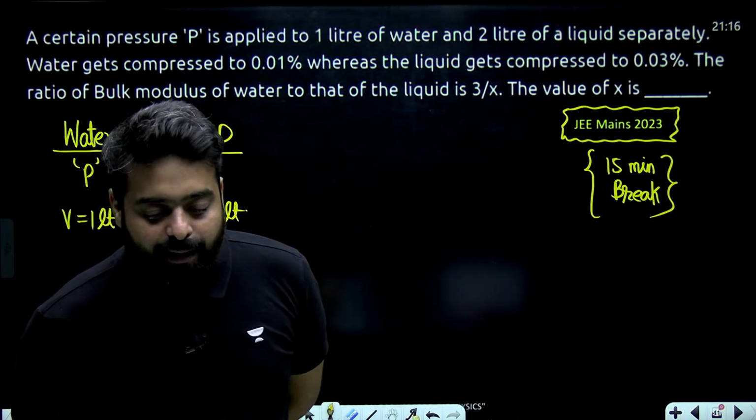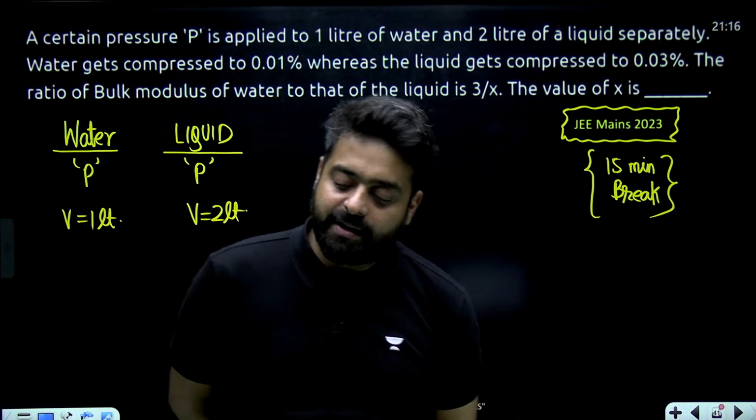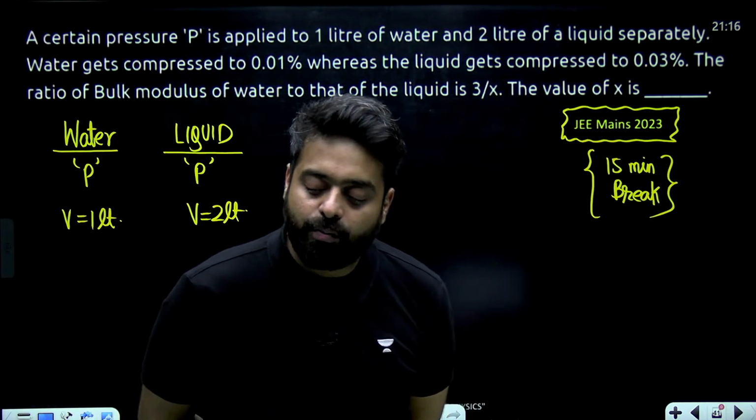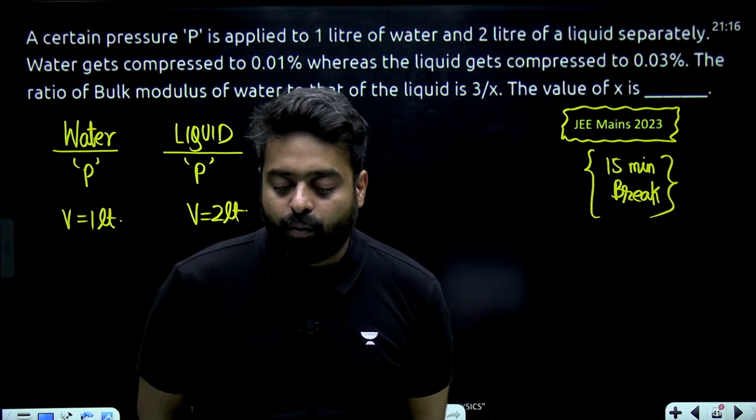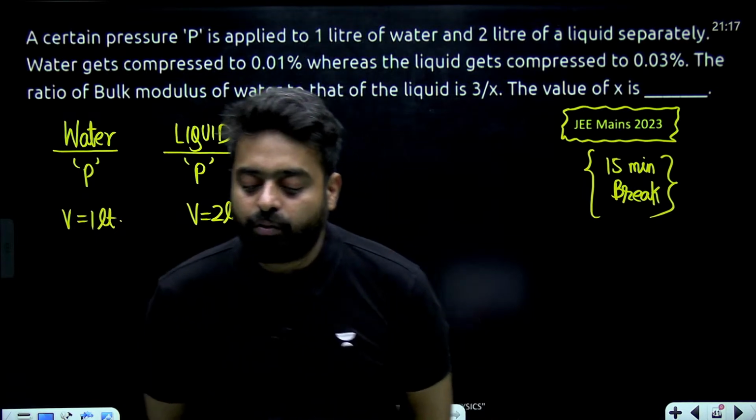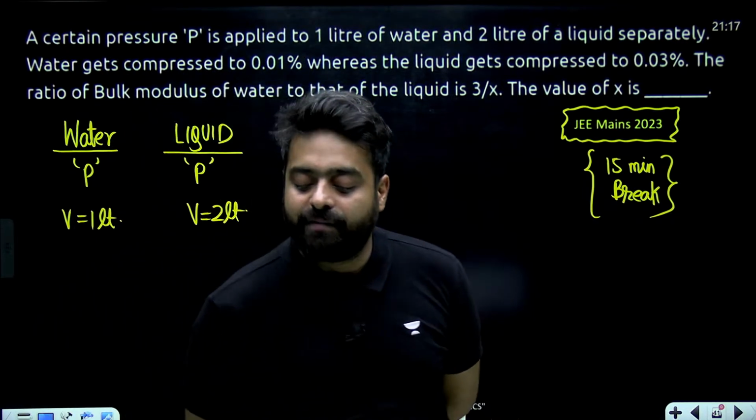Water gets compressed by 0.01%, whereas the liquid gets compressed by 0.03%. What is the ratio of the bulk modulus of the water to the liquid, if it is 3 by x? What is the value of x?